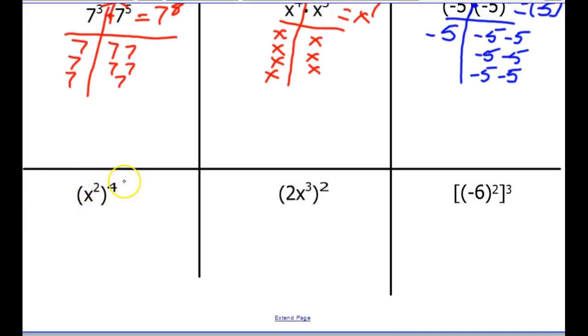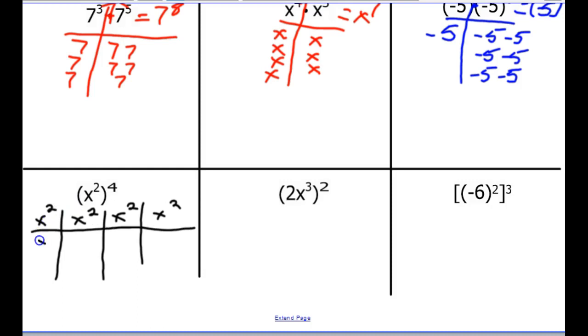Down here, what we have inside our parentheses is x squared. We know we have 4 x squareds, so we can write that 4 times. Now we just need to count up how many x's we have. Here we have 2, so 1, 2. Here we have 2. Here we have 2. And here we have 2. So how many x's do we have? 1, 2, 3, 4, 5, 6, 7, 8. So x to the 8th power.